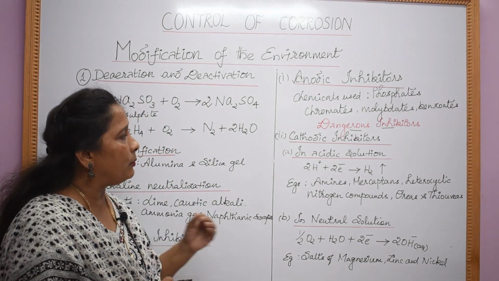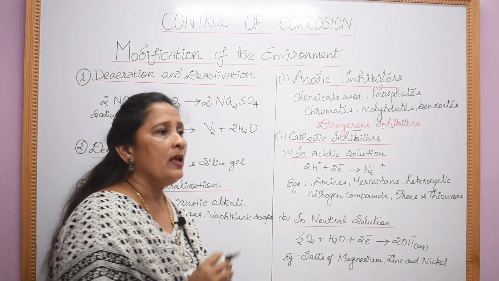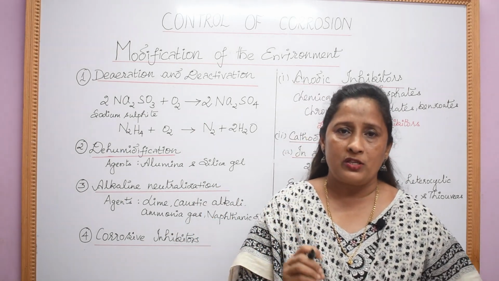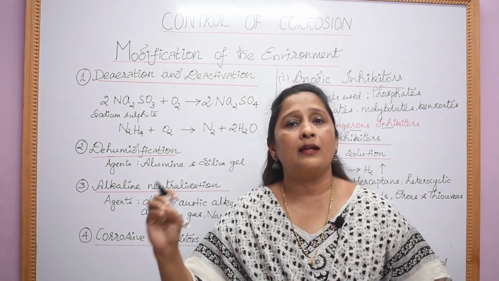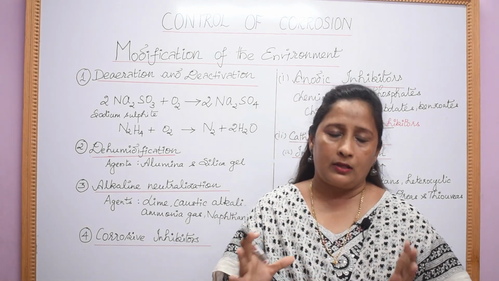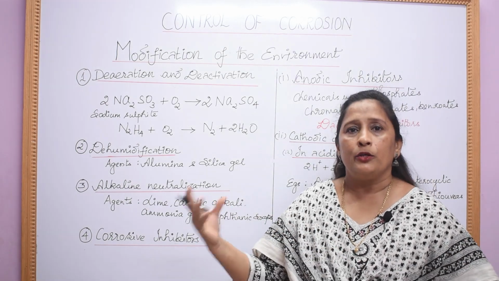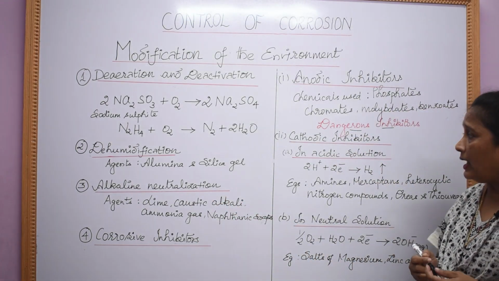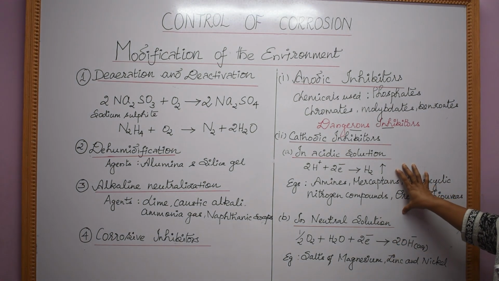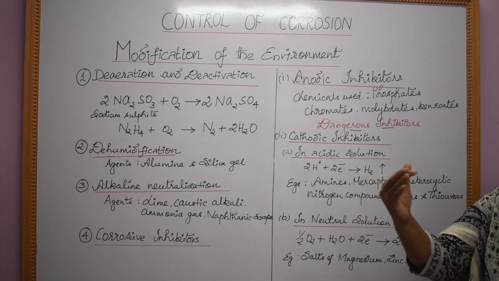The second type of inhibitor is cathodic inhibitors. Cathodic inhibitors are chemical substances which, when added to the corrosive environment, reduce the cathodic area. Normally, corrosion can happen in an acidic environment or in a neutral environment. We know that when the corrosive environment is acidic in nature, the cathodic reaction is nothing but evolution of hydrogen.